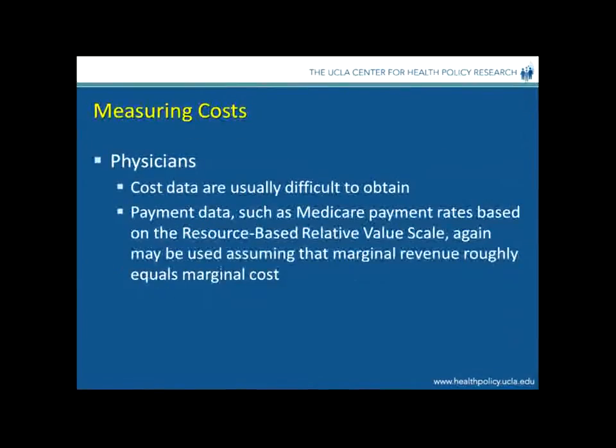Physician cost data is very difficult to obtain. So the best we can do in most cases is look at payment data, and again, Medicare payment rates are a pretty good proxy. And in fact, most private insurers use Medicare payment rates, but pay a premium on top of Medicare. So in other words, they'll use the same rate structure, but pay something like 20 to 30% more per service. So if you have the Medicare payment information, you know that that's a reasonable basis for what doctors are being paid.